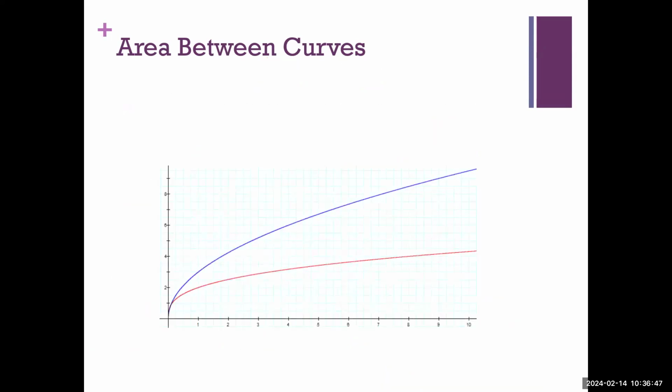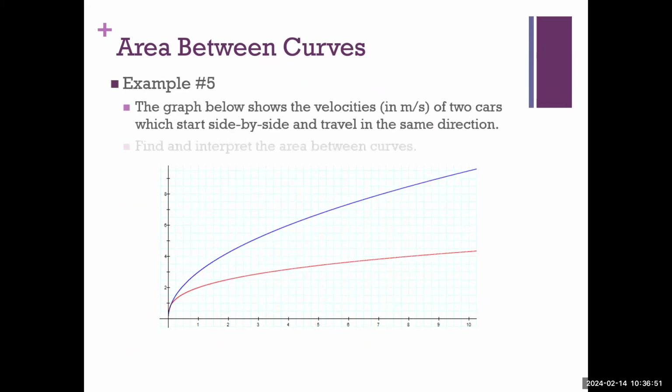All right, so let's just look purely at a graph this time. I do not have algebraic definitions for these functions, but let's put a context into this. So I have the velocities of two cars. Call the blue one F, red one G, and I'm graphing from 0 to 10.